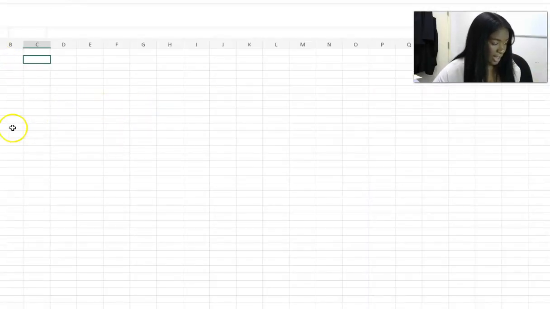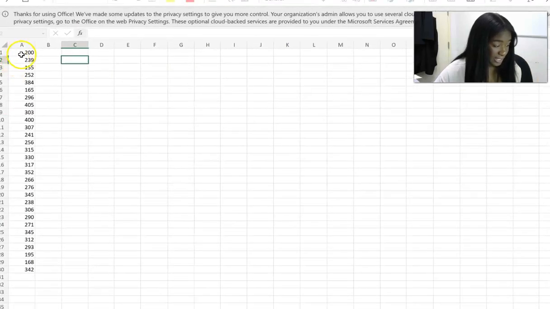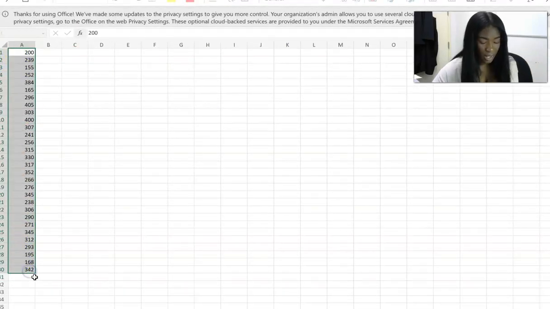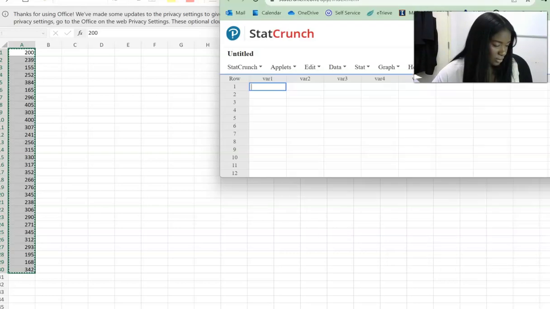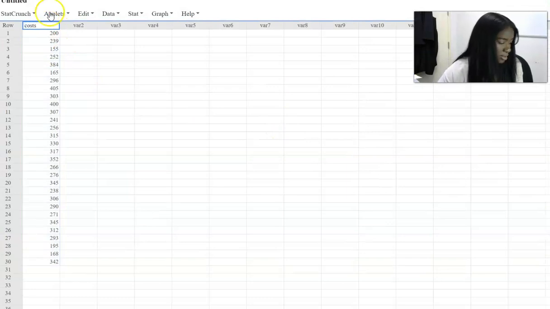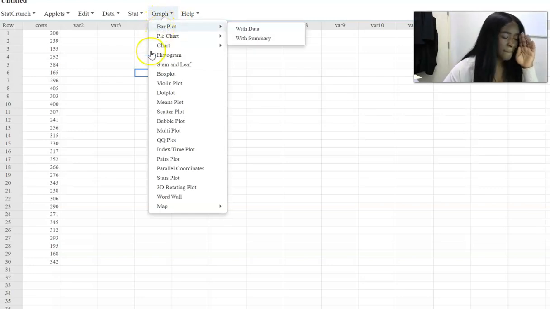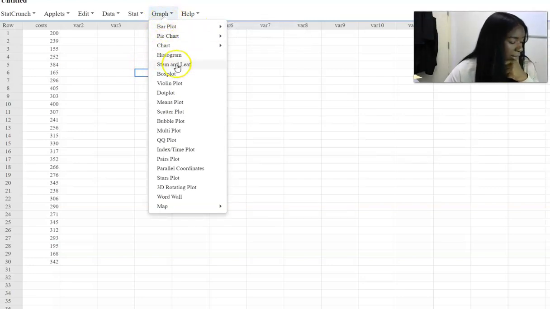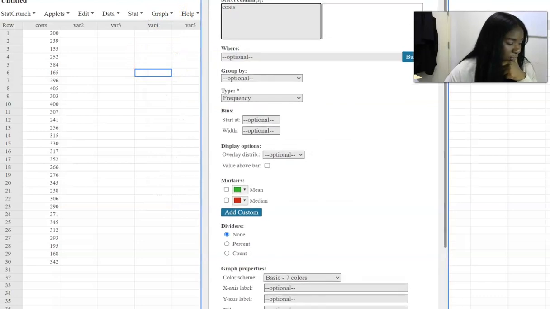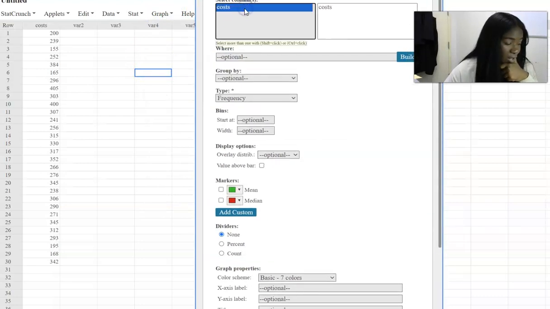Hopefully you already still have your frequency distribution pulled up. So I'm just right now copying and pasting. I just copied the data from the note sheet, and now I'm just pasting it into StatCrunch. I think I had put cost up here before. So what I'm going to do now is I'm going to go to graph, even if you don't have your frequency distribution still up. But I'm going to go to graph and I'm going to click on histogram. I want to make a histogram for my cost, so I'm going to select cost.